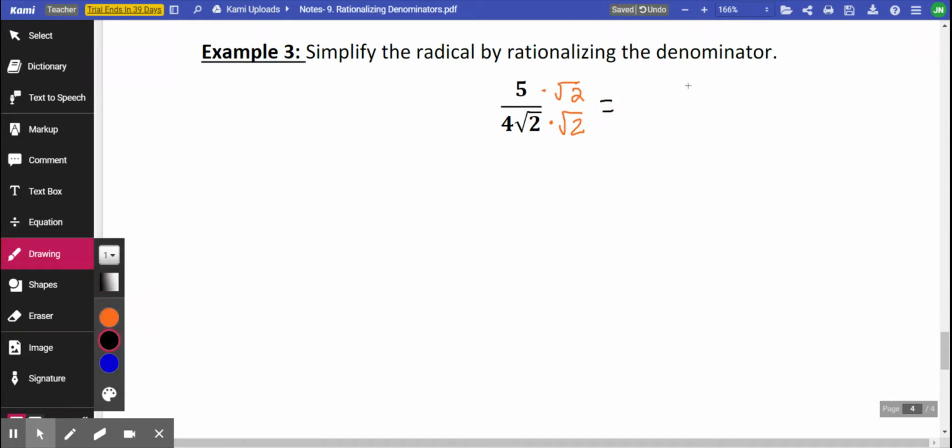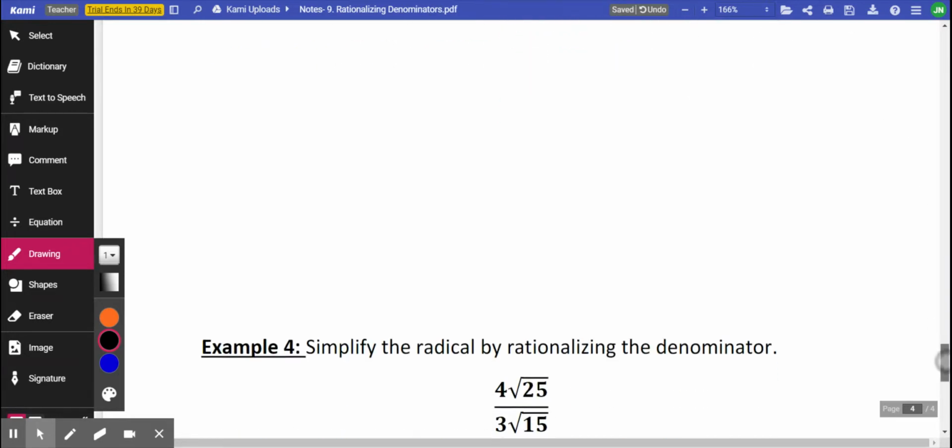If I do that on top, pretty simple, right? 5 radical 2. That's just that times that. On the bottom, the 2 goes away because it cancels out. So I'm left with 4 multiplied by 2. Whatever's left over, we multiply, right? So this actually becomes an 8 on the bottom. So the final answer will be 5 square root of 2 divided by 8.